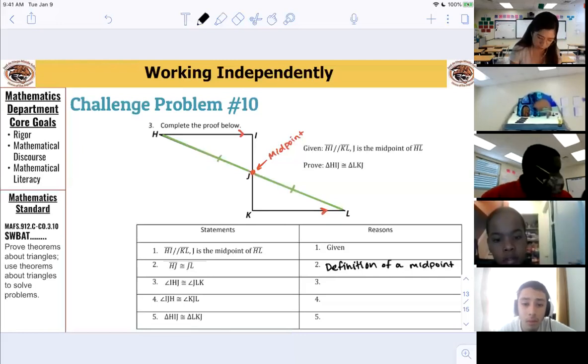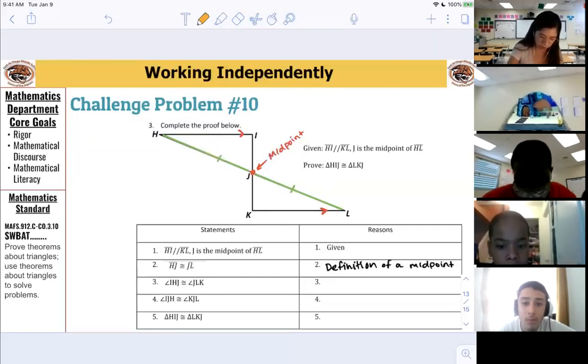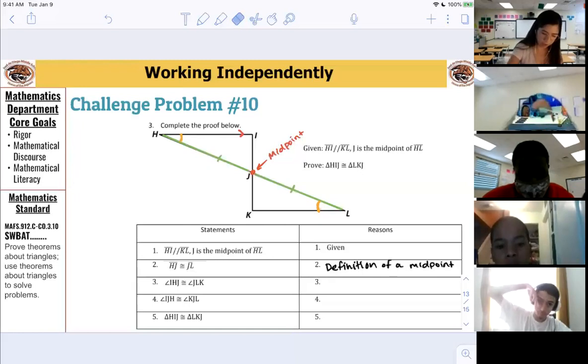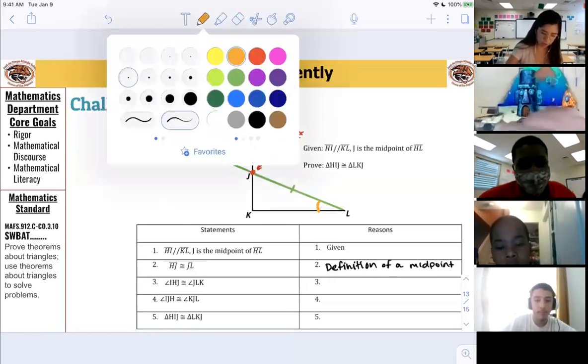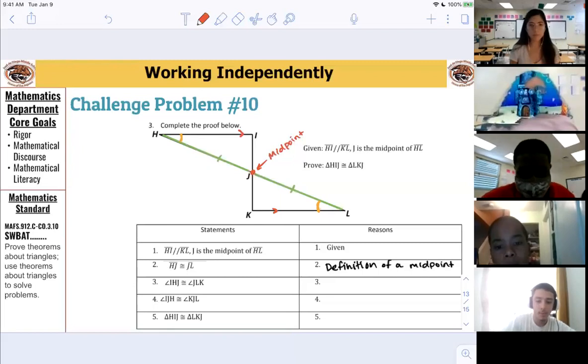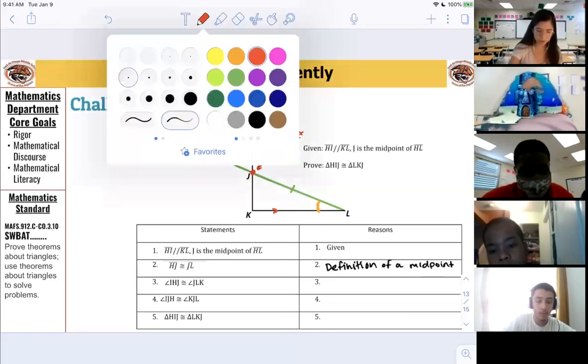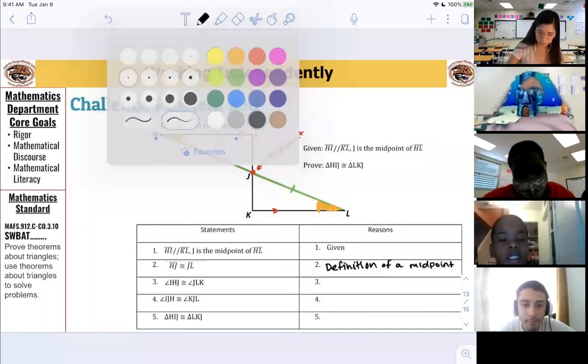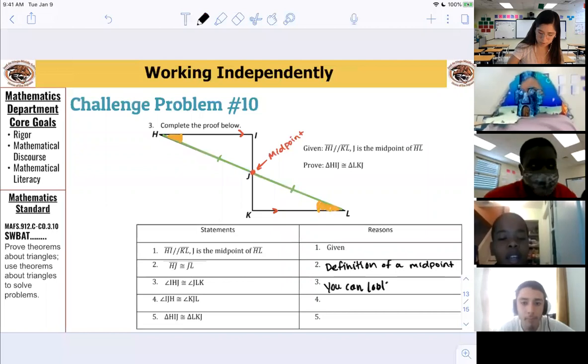Then I know, okay, then they tell me that angle IHJ, right here, is congruent to angle KJL right here. Okay. How do I know that? IHJ is congruent to what? So I just highlighted them in orange. You can look at the pattern of the letters and see that the K has a right angle, and the I has a right angle.